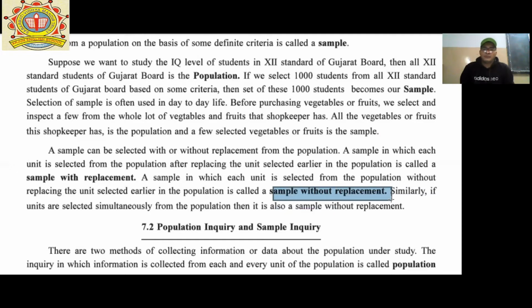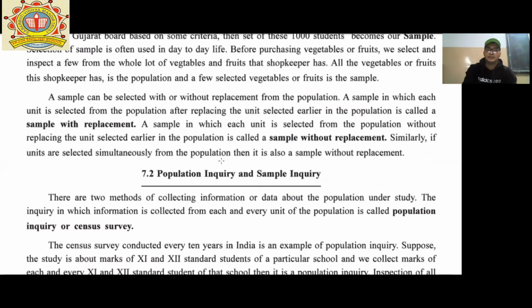So there are two types of techniques, sample with replacement and sample without replacement. If a selected one has a chance of being selected again, that is called sample with replacement. If a selected one is ignored and the remaining are considered, it is called sample without replacement. Got it? So here I have completed the topic of population, sample, sample with replacement as well as sample without replacement. Okay?